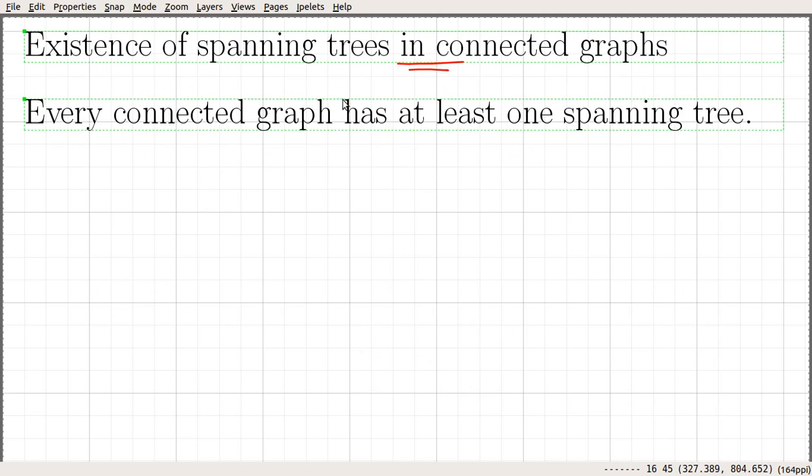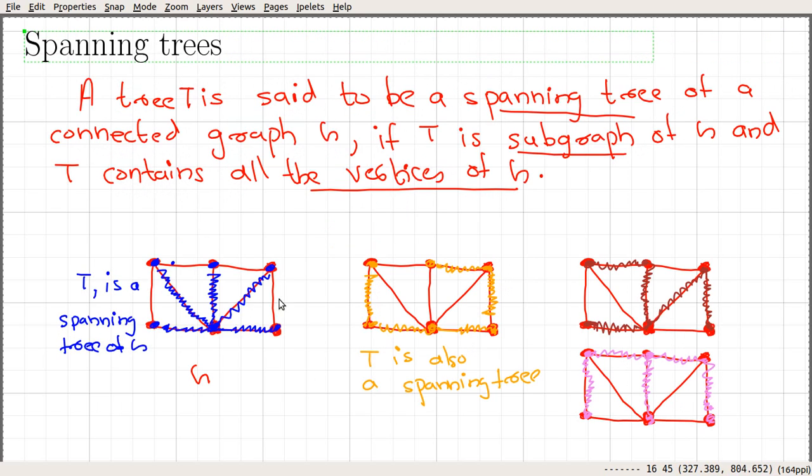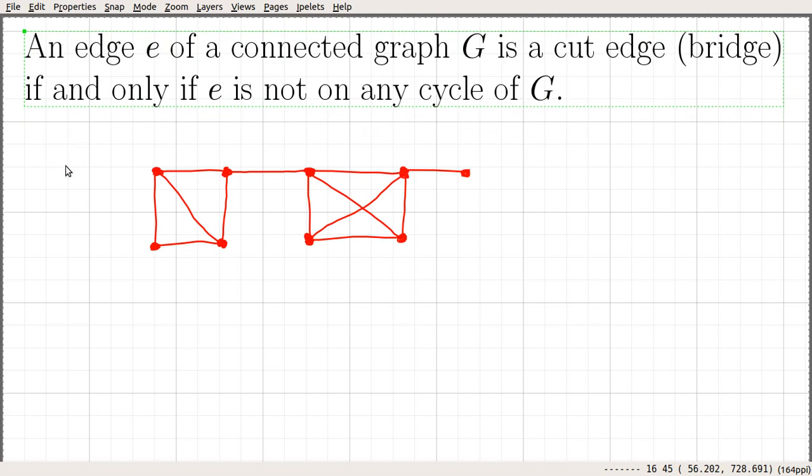Okay, if the connected graph is a tree, then that tree by itself is a spanning tree. If that's not the case, then you could always find a spanning tree in that graph. So let's go and prove this statement. It's going to be a very simple proof. In this proof we are going to use this statement, which we will prove in a later video.